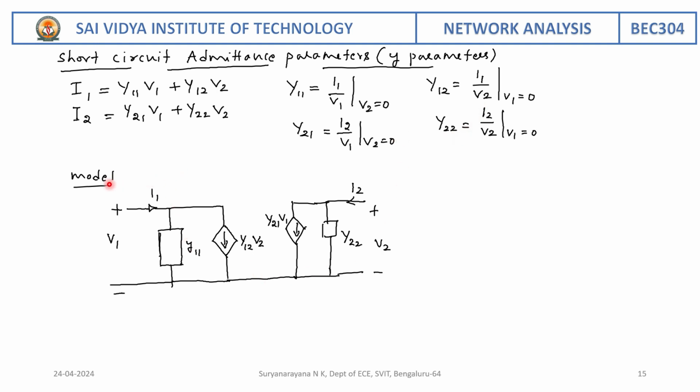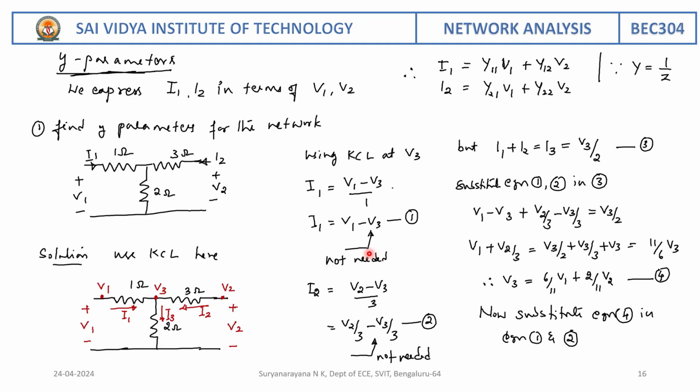So the model for Y parameter is as shown. Here you are going to see Y11, Y12 V2, and then Y21 V1, and then Y22 is shown here. In Y parameter, we are expressing I1 and I2 in terms of V1 and V2. We are using Kirchhoff's current law here.